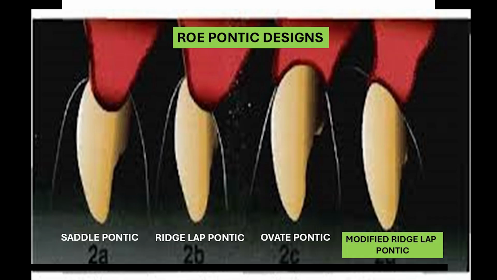And this is our standard, the modified ridge lap, where we have contact on the ridge, but we don't go over lap. We don't have any ridge lap on either side. Okay, so this is the one we use, I don't know, 90% of the time, I would say, maybe more.